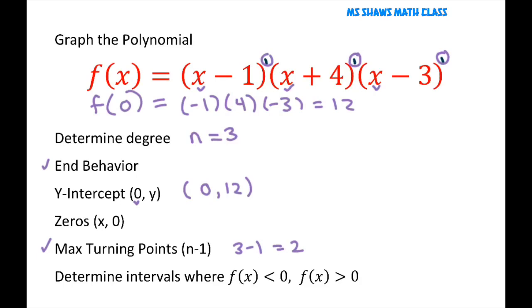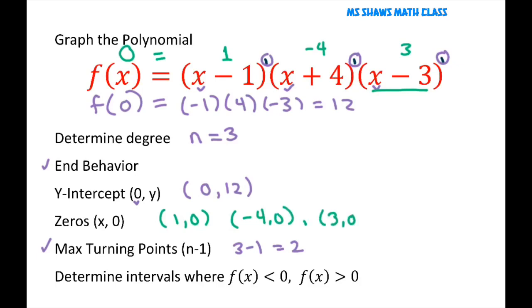And your zeros are when y is 0. So if this is 0, your intercepts will be 1 here, negative 4 here, and 3 here, because this will make this factor 0 and so forth. So that's just going to be (1, 0), (negative 4, 0), and (3, 0). Those are your zeros, your x-intercepts. And this part, we're going to look at the graph by determining those intervals where y is negative and where y is positive. We'll look at the graph.